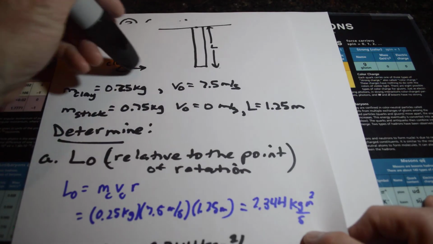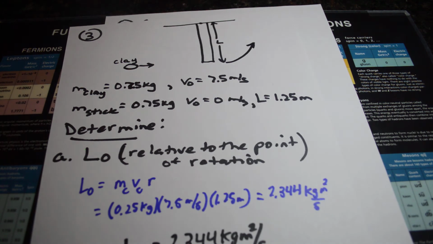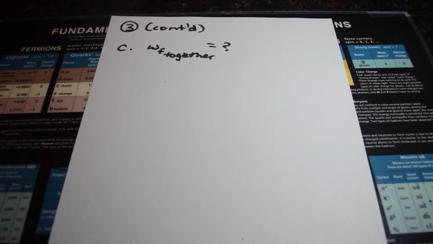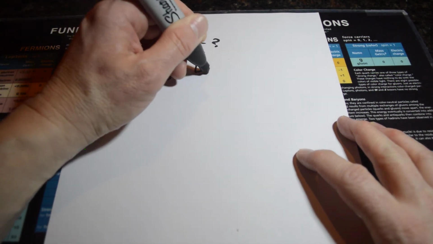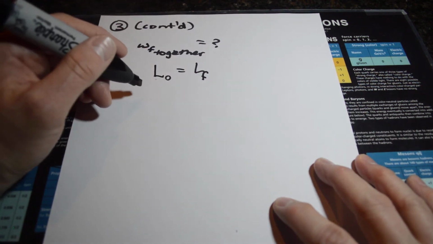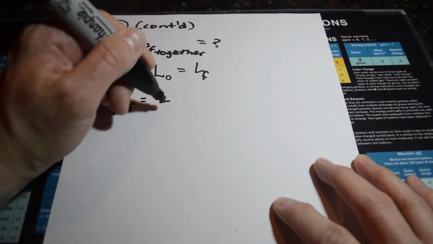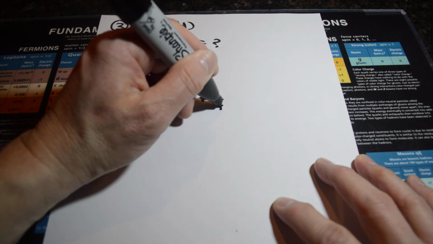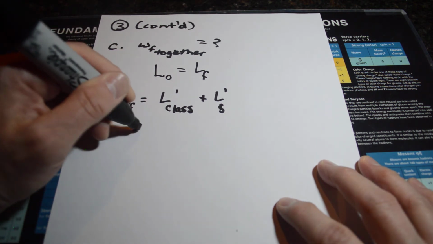Okay. The last one is, what would be the final velocity of the two of them together as they take off and they rotate? Okay, so think about that for a second. And the idea here is that if you say L initial equals L final, we've already figured out what the numbers are, but the final angular momentum would be equal to the angular momentum of the piece of clay plus the angular momentum of the stick afterwards. And so you have to just keep that together.